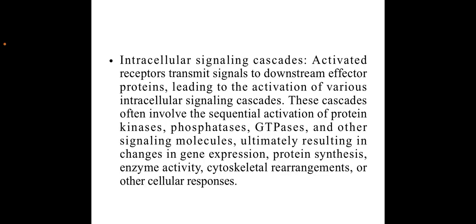If we talk about the intracellular signaling cascades, activated receptors transmit signals to downstream effector proteins, leading to the activation of various intracellular signaling cascades. These cascades often involve the sequential activation of protein kinases, phosphatases, GTPases, and other signaling molecules, ultimately resulting in changes in gene expression, protein synthesis, enzyme activity, cytoskeletal rearrangements, or other cellular responses.